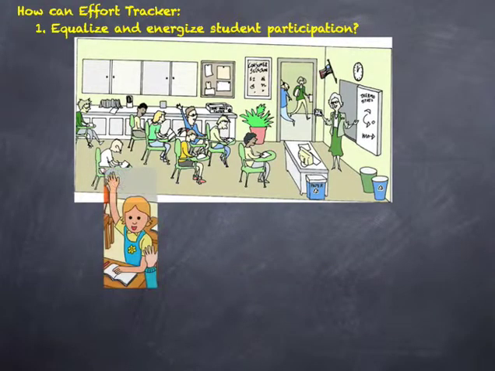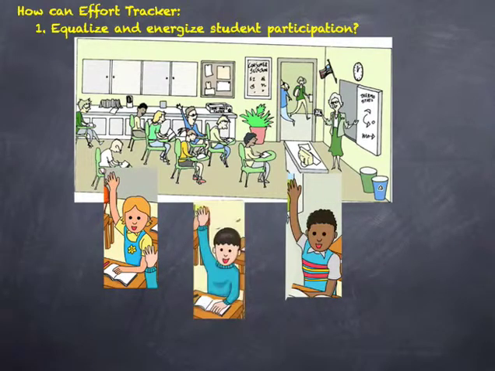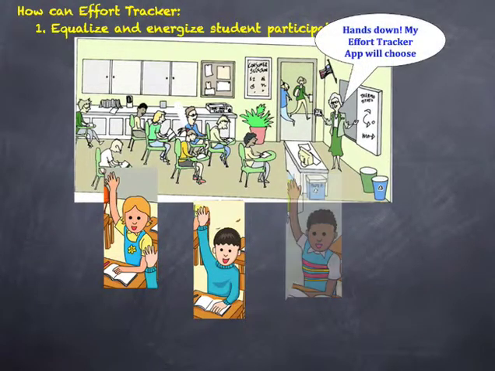Do you call on one of the 3 to 5 to 7 students that nearly always raise their hand? Do you call on Johnny, who's talking to his neighbor? What message will that send to the hand raisers and to the other students? With Effort Tracker, you should tell students to keep their hands down unless you ask for them.